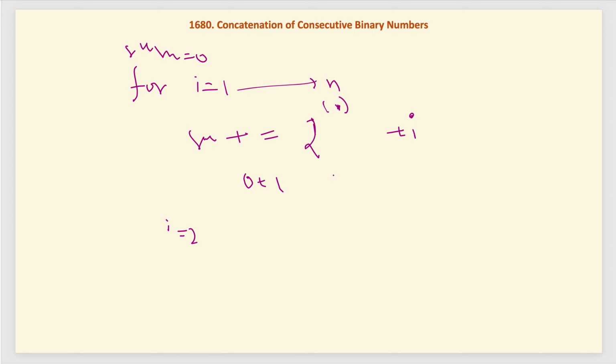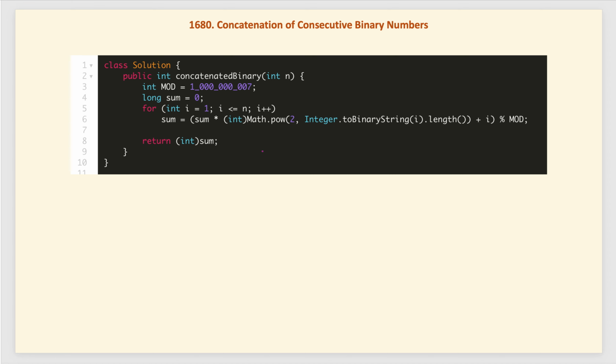Then next step when I is equal to 2, sum will become 1 into 2 raised to power 2 plus 2, which gives us 6. Then when I is equal to 3, this will become 6 into 2 raised to power 2 plus 3, which is 27, and we also take the modulo. So you can pause the video and try to code it yourself. Here is the code for the same approach which I explained over here. You can compare with your code.